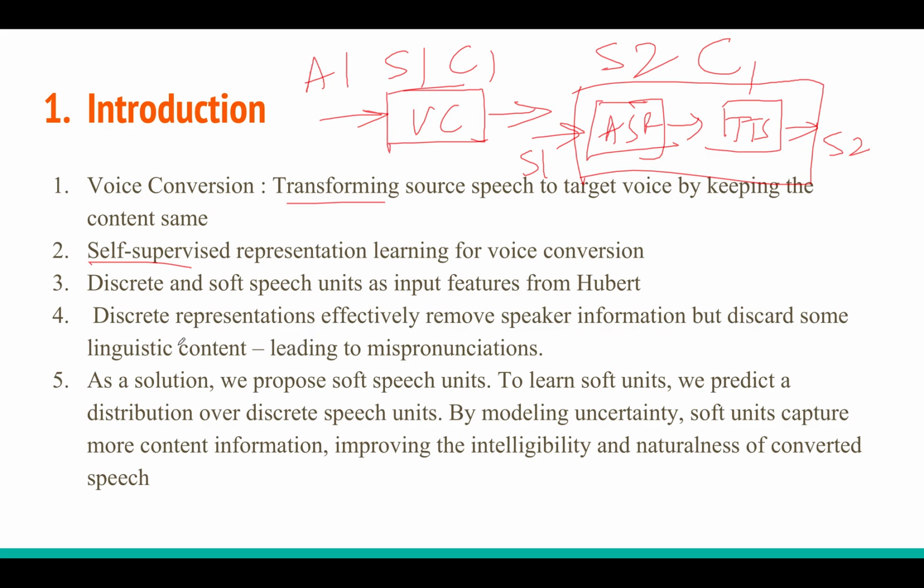As you can see here, it's already written: discrete representations effectively remove the speaker information but discard some of the linguistic content. That leads to mispronunciation of the phonemes. So this paper proposes soft speech units out of the HuBERT model, which sit in between the discrete units and the raw features you get from the self-supervised models, and they show that this is very good for this particular problem.